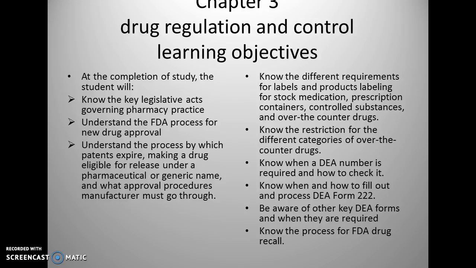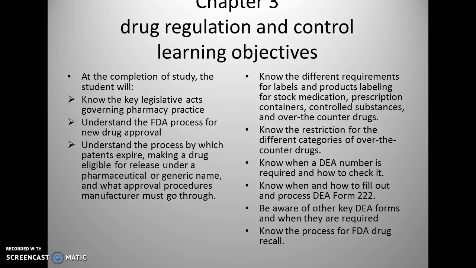You should have an understanding of the key legislative acts that govern the practice within the pharmacy. You should have an understanding of how the FDA goes about approving new drugs in that particular process. You should also have an understanding of the process by which patents expire, making a drug eligible for release under a pharmaceutical or generic name, and what the approval processes or procedures are that the manufacturer must go through.